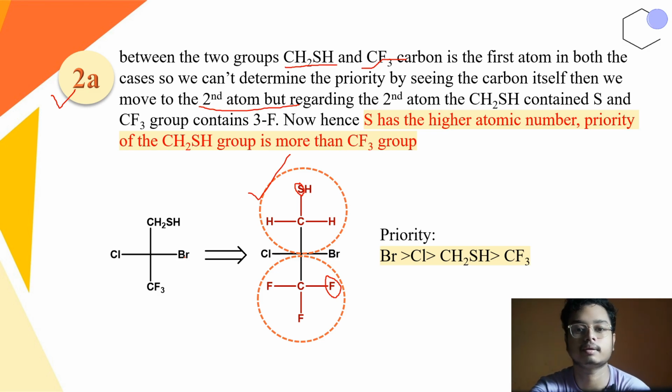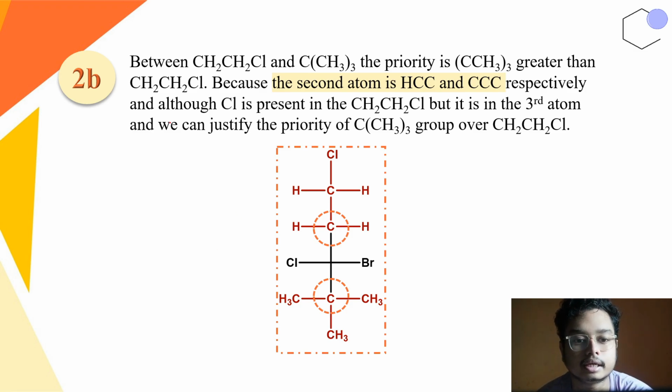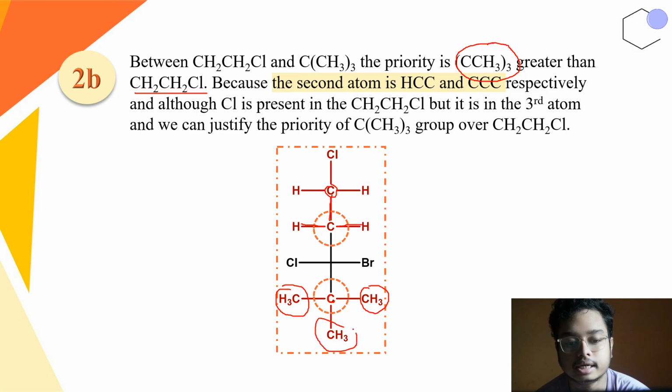Now let us talk about the second clause of this rule. Between CH2CH2Cl and C(CH3)3, the priority of C(CH3)3 is greater than CH2CH2Cl. We are checking the priority of these two groups. Here the carbon contains 2 hydrogen and 1 carbon, but in this group there are not only 2, there are 3 carbons. So we go periodically, one step at a time. Although this particular carbon's branch contains Cl, which is the highest priority atom, we have to go step by step.